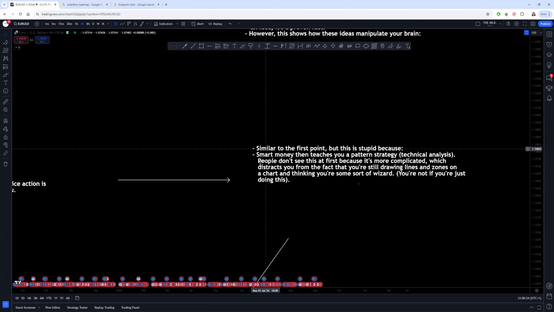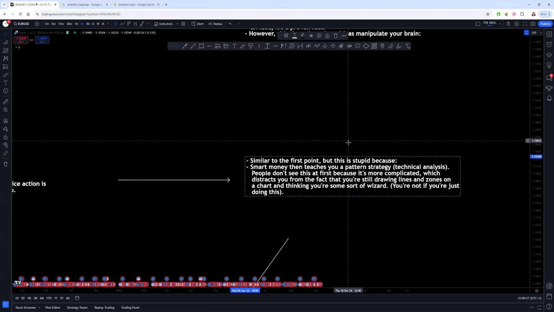So, similar to the first point that I made about the markets manipulating you, this is done for many reasons. Number one, smart money teaches you a pattern based strategy, which is just a fancy way of saying technical analysis. Now, people do not see this at first or sometimes ever because it's a more complicated technical system. Now, I'm sure that there are some fundamentals in there as well that some people can choose to use, but for the most part, it's a technical system, right? People don't see this because it's a more complicated system.